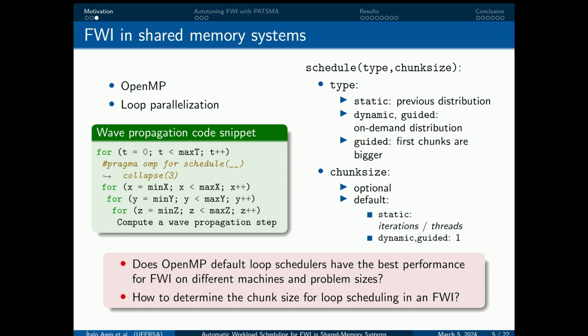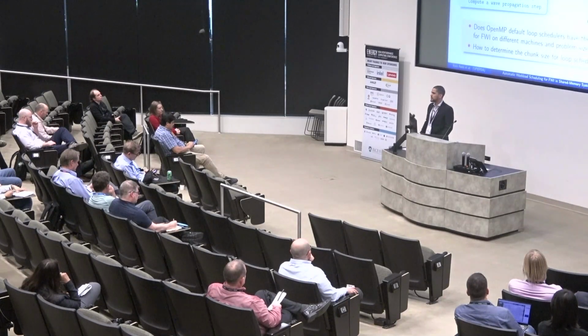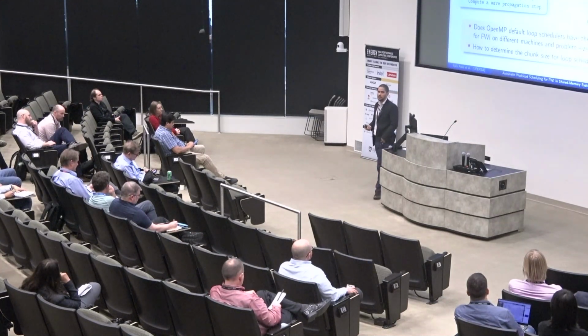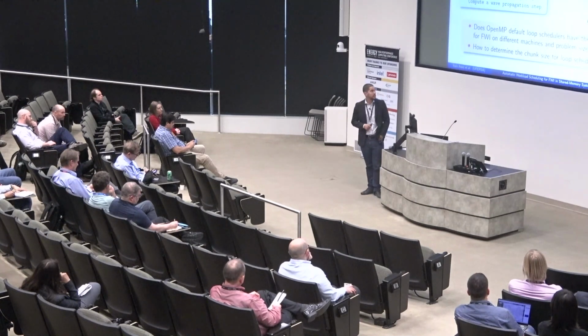That leads to a decision. If you're a programmer and you want to optimize that code, you have to decide either to use the default OpenMP scheduler or define the chunk size yourself. If you use the OpenMP default scheduler, that leads to our question of whether we are getting the best performance for the machine you're using and for the input size you are dealing with.